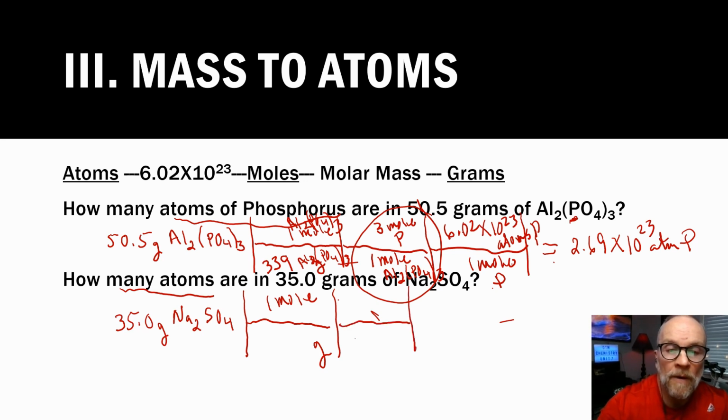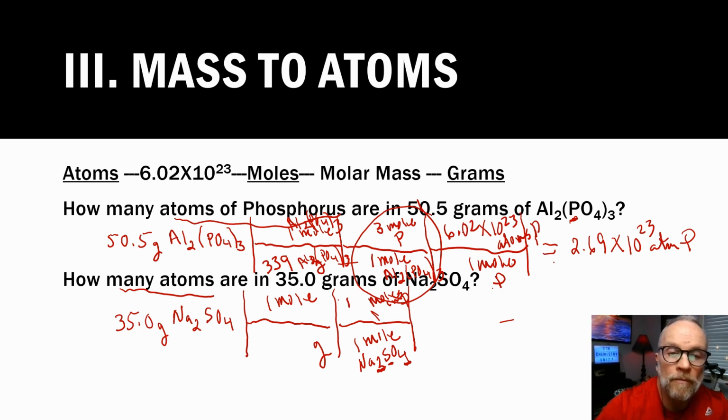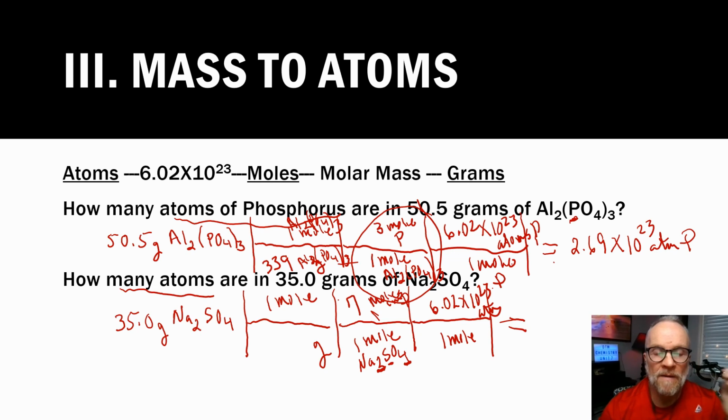And so for every 1 mole of Na2SO4, we have moles of atoms, I guess you would say. So we have 2 moles of sodium, 1 mole of sulfur, and 4 moles of oxygen. So 4 and 2 make 6, and 1 makes 7. So we have 7 moles of atoms total in the compound. And then for every 1 mole of anything, you've got 6.02 times 10 to the 23rd atoms. So that's how you would calculate that out.